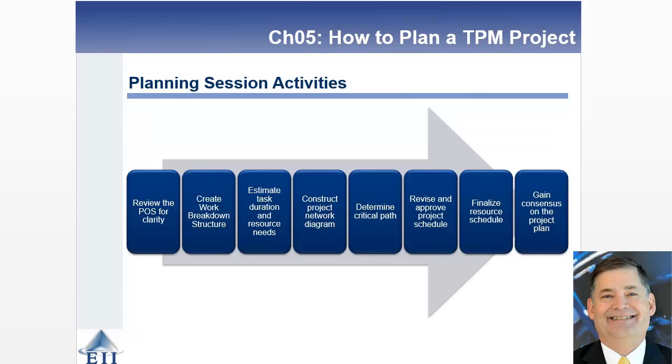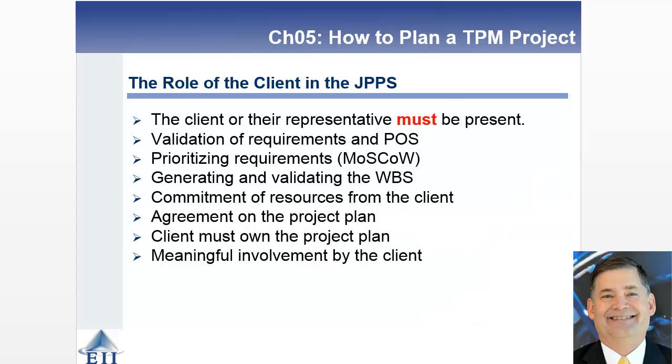Here's another way of looking at it. Again, review the project overview statement for clarity. Create that breakdown structure. Start looking at your requirement needs. Construct that project network diagram. Determine the critical path. Then revise or approve the project schedule if that meets the client's needs. If not, you're going to have to use some other techniques that we'll talk about during this chapter. Finalize the resource schedule, then gain consensus on the plan. Very good.